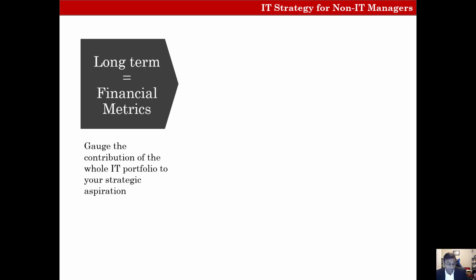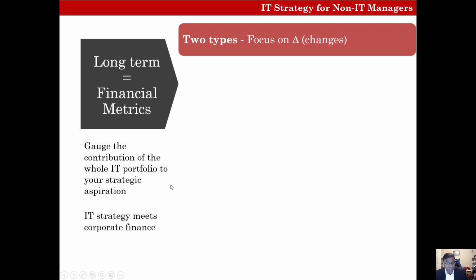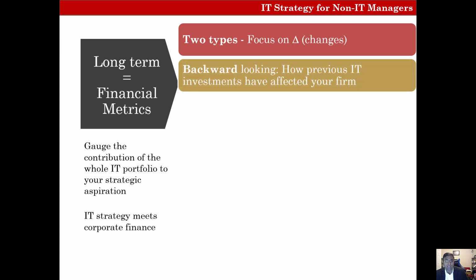The long-term financial metrics are essentially used to gauge the contribution of the whole IT portfolio to your strategic aspirations. Whereas operational metrics could be about a particular IT project, the financial metrics, the long-term impacts on the bottom line, mean you've got to look at the entire IT portfolio. This is where IT strategy meets corporate finance. And so the two types here, you're going to focus on the changes.